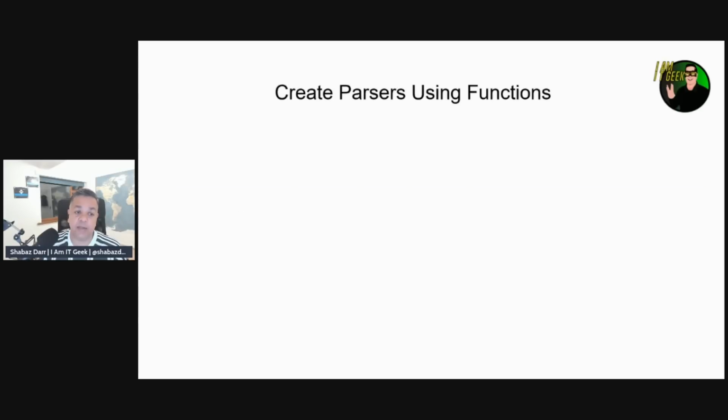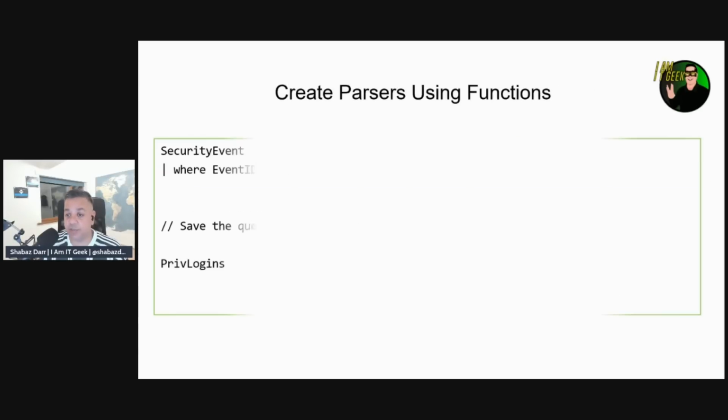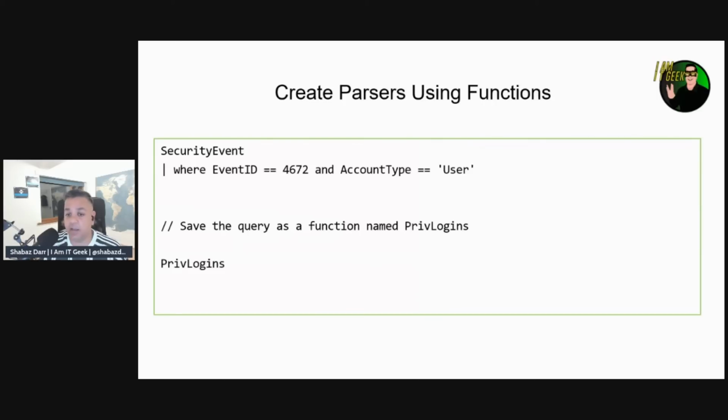I mentioned creating parsers using functions as well, so here's an example of how you do that. It's the SecurityEvent table where the EventID is equal to 4672 and the event account type, and you save that query as a function named priv_logins. That's how you can create parsers using functions.